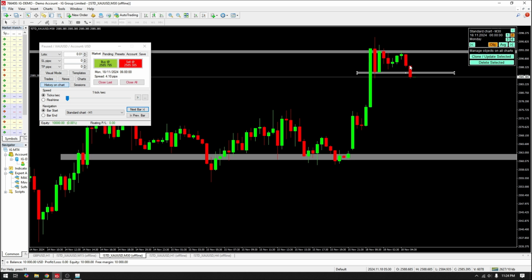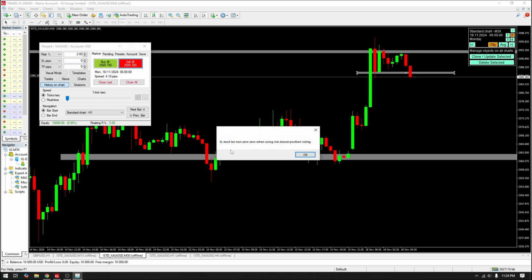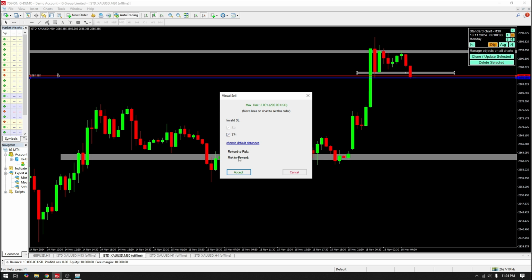Now this candle's got no top wick, so because it's got no top wick, it's showing a very, very strong bearish momentum. So I'm going to put in a sell here on visual mode. So let's try and do this. Okay, fantastic. There we go.